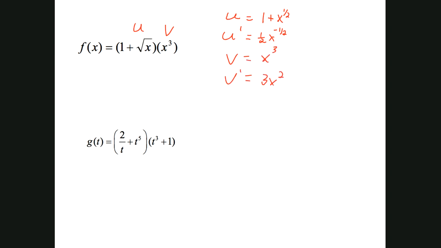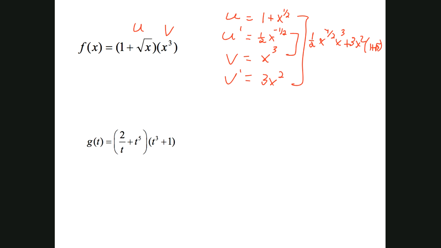So inside, so I have 1/2 x to the negative 1/2 times x to the third, and I could add the exponents together, which I probably would, and then plus the outside, so this would be 3x squared times 1 plus x to the 1/2, the square root of x. Right? You really can't read that very well, but that's what I would do.